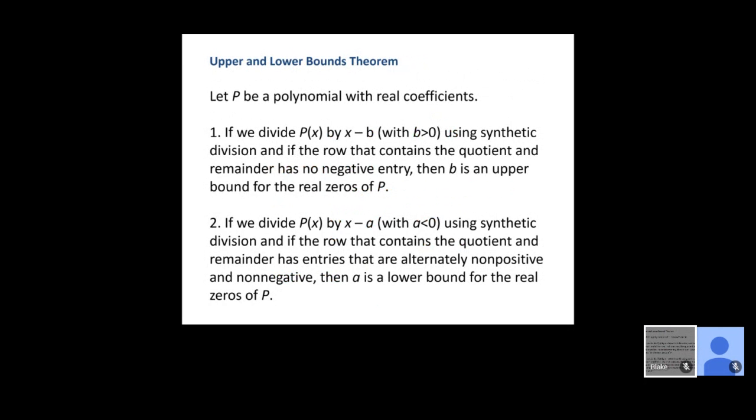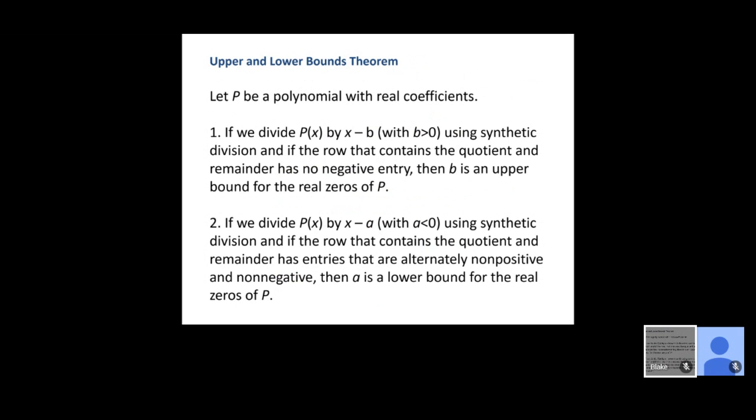All right, now upper and lower bounds. Again, we're going to let P be a polynomial with real coefficients. If we divide P of x by a factor x minus b, where b is bigger than 0, using synthetic division, and if the row that contains the quotient and remainder has no negative entries, then we call b an upper bound for the real zeros of P.